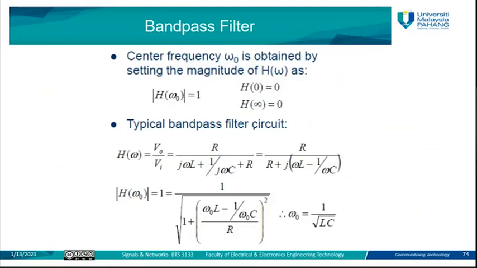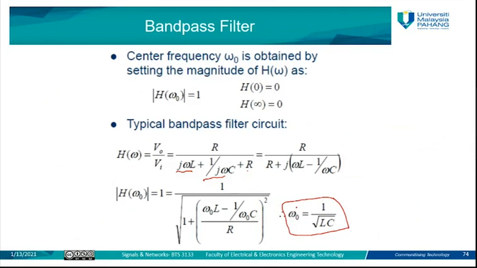Here V out over V in is R over j omega L plus 1 over j omega C. This is for the inductor, this one is for the capacitor, and here you have the resistor. From this, you can find that omega naught is equal to 1 over square root of LC. In the first case it was 1 over RC; here we have omega naught equal to 1 over square root of LC. This is not the cutoff frequency. This is the center frequency of the bandpass filter.